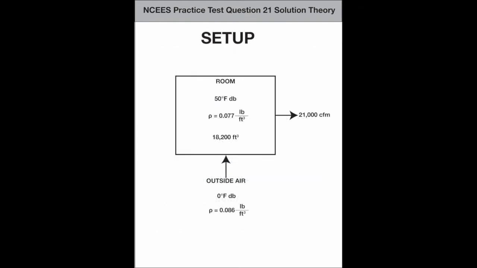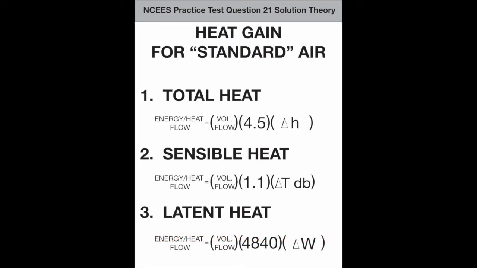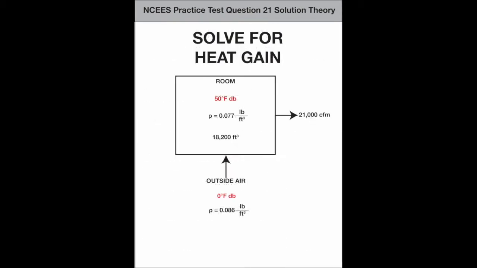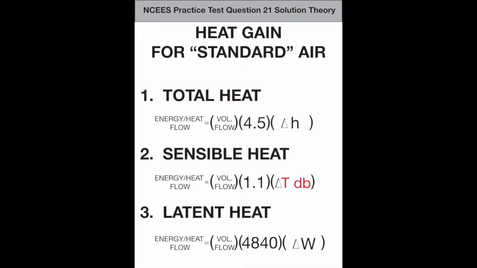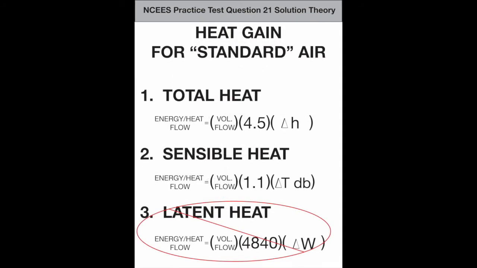From the information provided in the question, the fundamental setup looks like this. You're solving for heat gain, but the question doesn't say which heat gain. Total? Sensible? Latent? Look for the variables used in these three standard air heat gain equations. Dry bulb temperatures are given, so that indicates solving for sensible heat gain. With changes in dry bulb temperatures, the calculation is definitely not for latent heat.